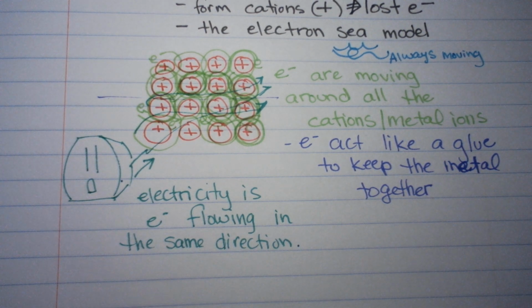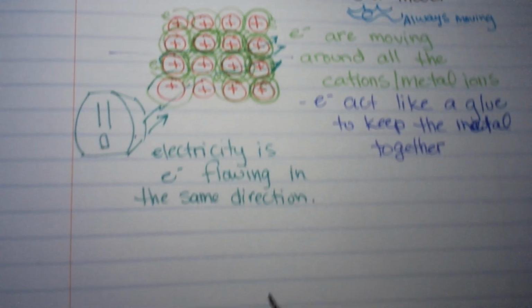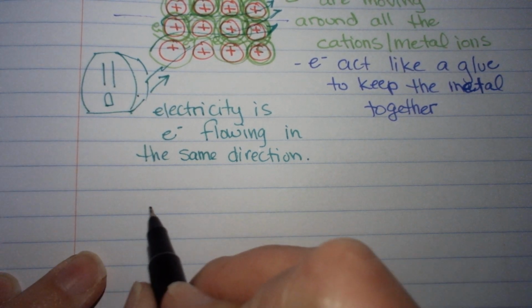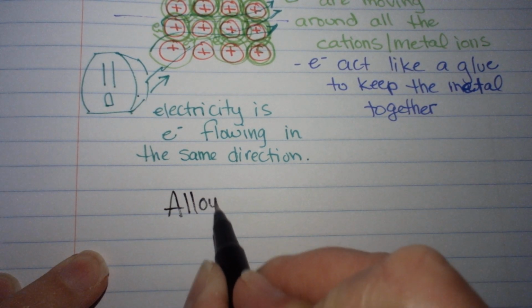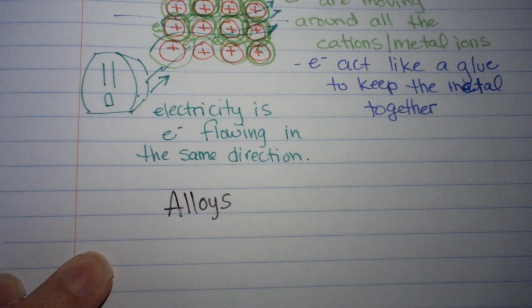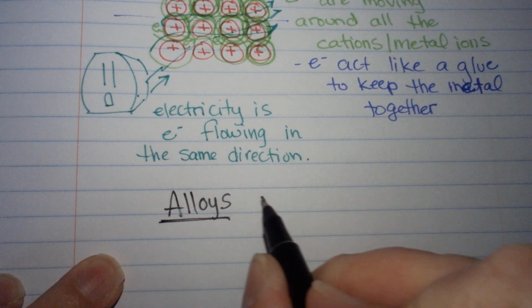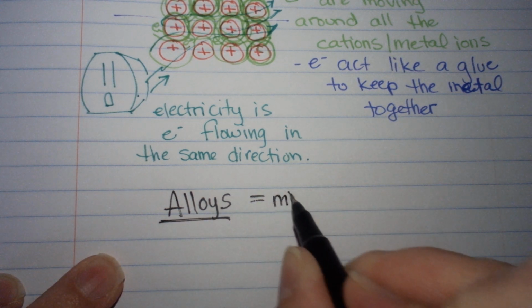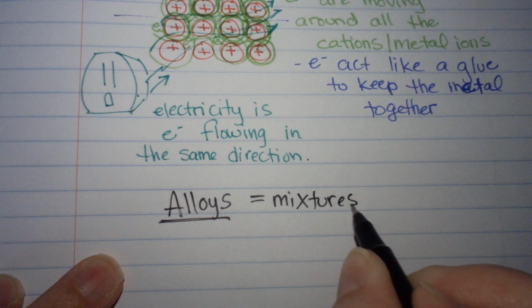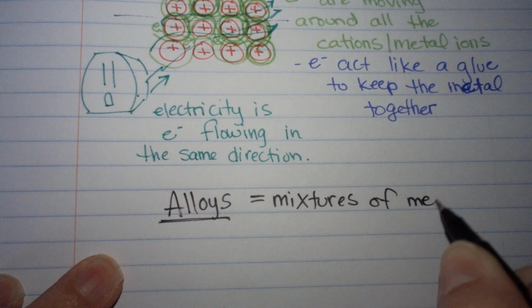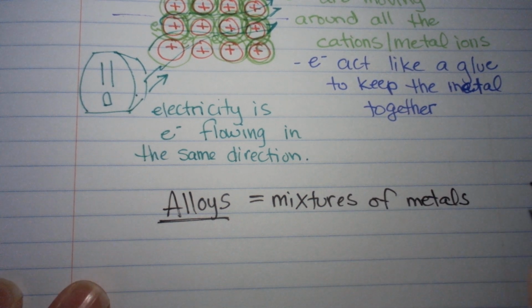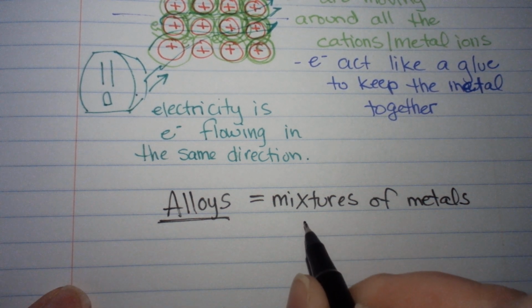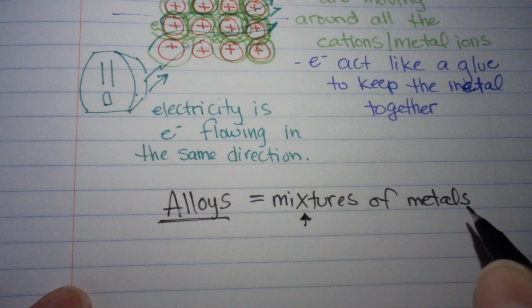Okay. Alright. Cool. And so the other thing we need to talk about today is alloys. Does anybody know what an alloy is? Nope. Okay. Alloys are mixtures of metals. You need to think about that word for just a second. Mixtures are not chemically bonded.